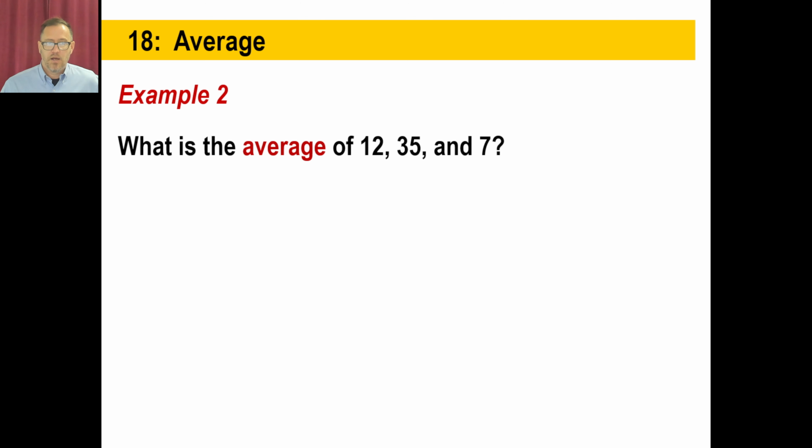So another one was the average of 12, 35, and 7. Well, pause it. You go ahead, figure it out. Okay, well, let's see. 12 plus 35 is 47. 47 plus 7 is 54. 3 into 54, well, 3 into 5 is 1. There's going to be 2 left over. 3 into 24 is 8. The average is 18. In other words, this is the same as if there were 18, 18, and 18. That's the average. All right.